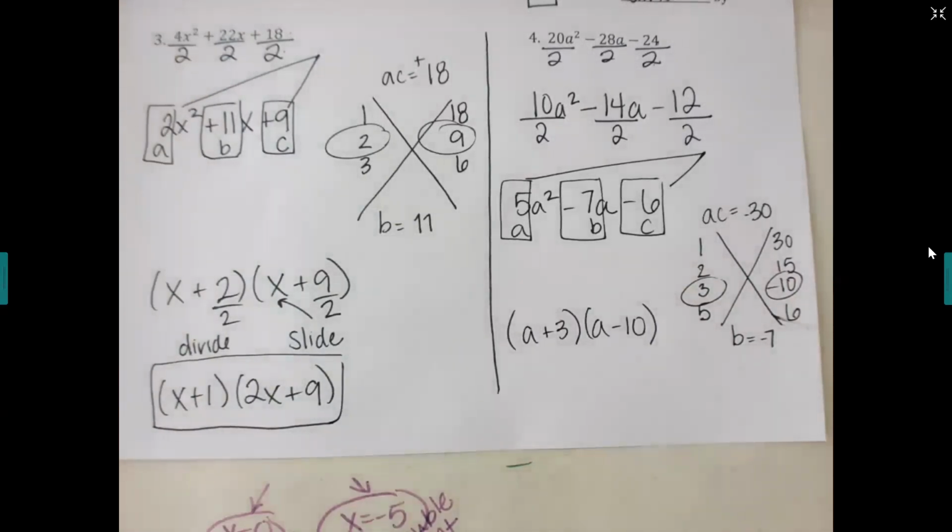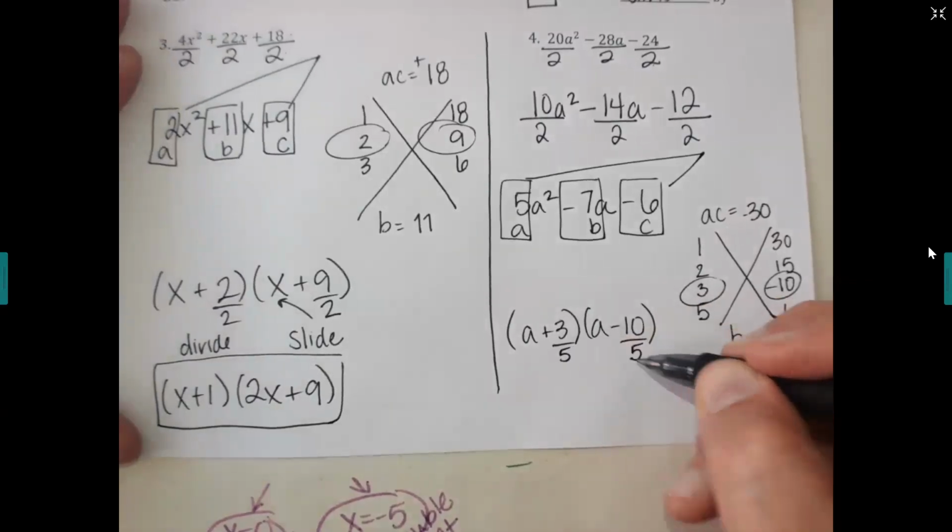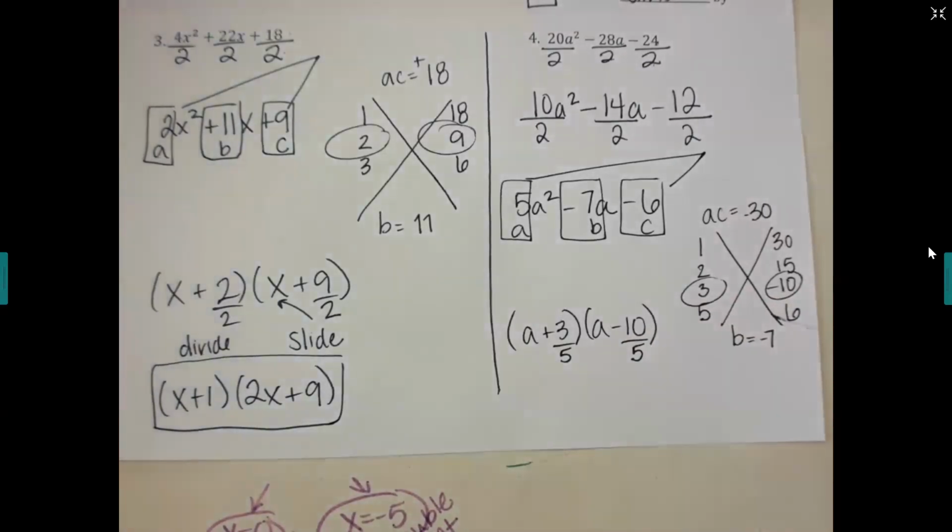Am I done? A1 shortcut? No, what's my A this time? It was a 5, then I have to slide and divide. So I'm going to divide by 5 on both. And if it can't divide, then I'll slide.